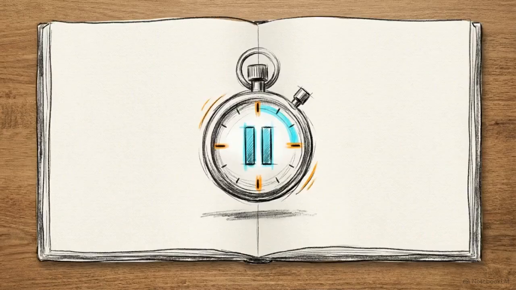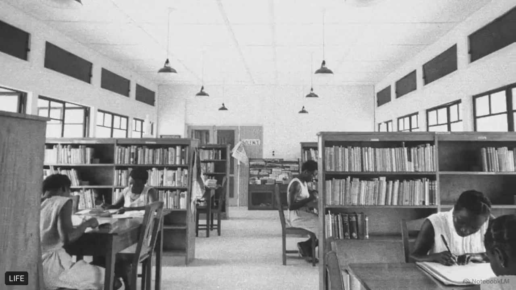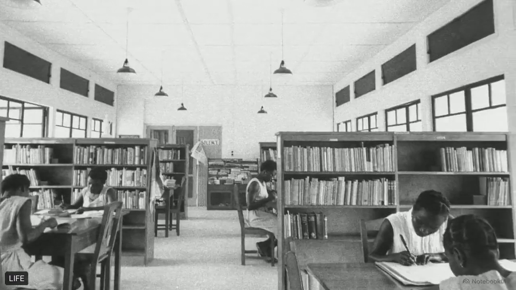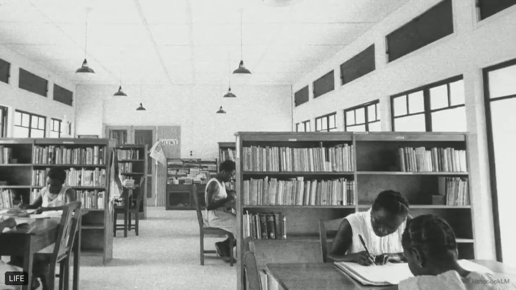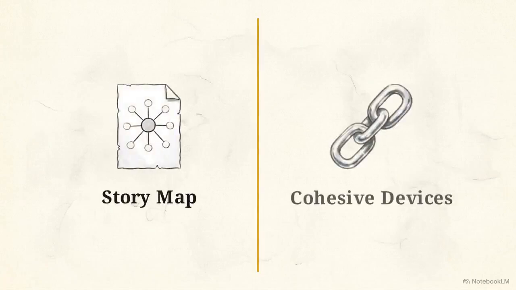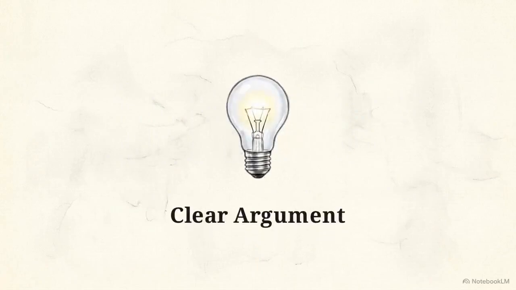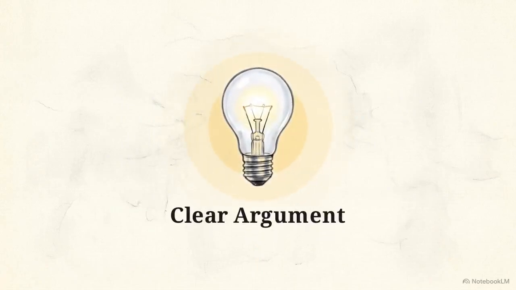Let's put this into practice. Pause the video, sketch a quick story map, and draft an engaging introductory paragraph on the topic, The Effects of Indiscipline on Academic Performance. Once you have a draft, share it with your peers. Reviewing your work in mixed ability groups provides the constructive feedback necessary to refine your formatting and tighten your logic. Deliberate planning with story maps, combined with the right cohesive devices, ensures that your audience will actually follow and understand the argument you are trying to make.